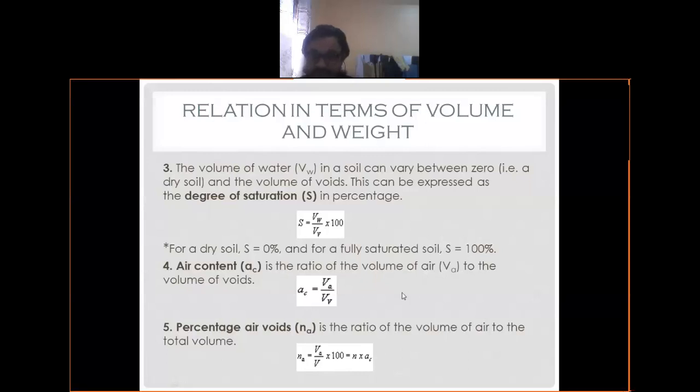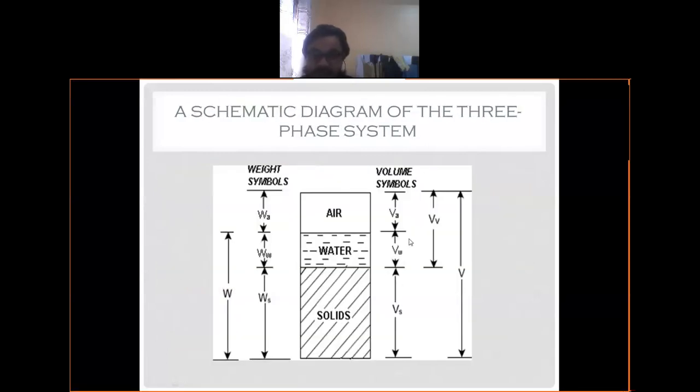Let's go back to that diagram. If you want to find the degree of saturation, you take the volume of water divided by the volume of void. That means in this volume of void, how much water is present? That implies the degree of saturation. And the value of the degree of saturation varies from 0 to 1. How can we say this, 0 to 1?